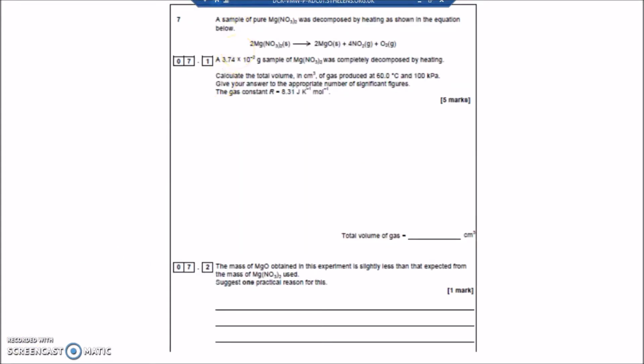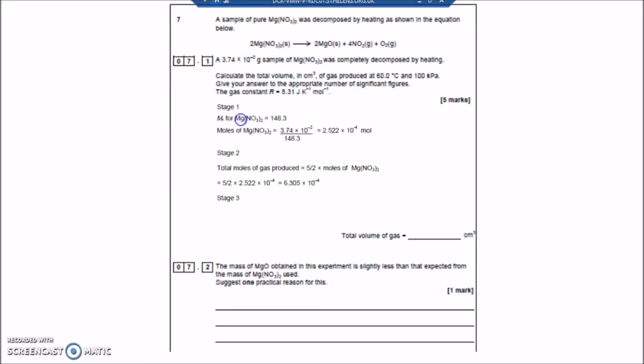Question 7. A sample of pure magnesium nitrate was decomposed by heating as shown in the equation below. 2 moles of magnesium nitrate makes 2 moles of magnesium oxide, 4 moles of nitrogen dioxide gas and 1 mole of oxygen gas. A 3.74 times 10 to the minus 2 gram sample of magnesium nitrate. Why have they given me mass? They've given me mass and they've given me a formula, because from the formula I can work out Mr, and using the mass and the Mr I can work out number of moles. So let's do that first of all.